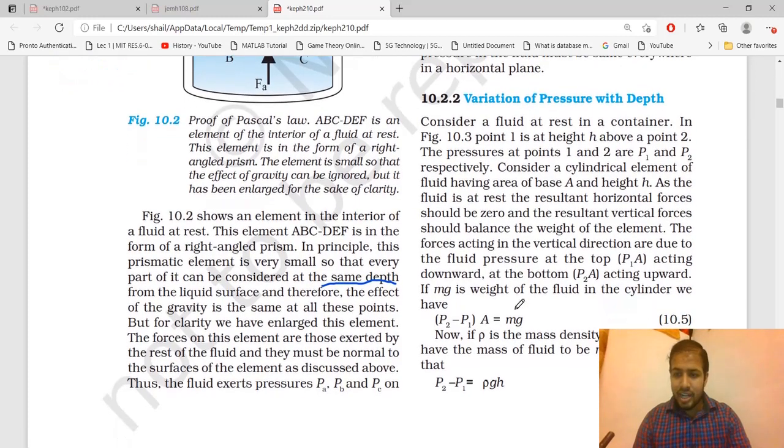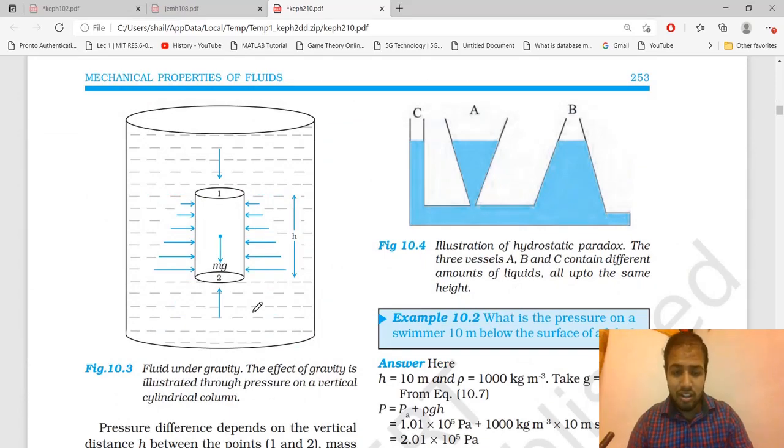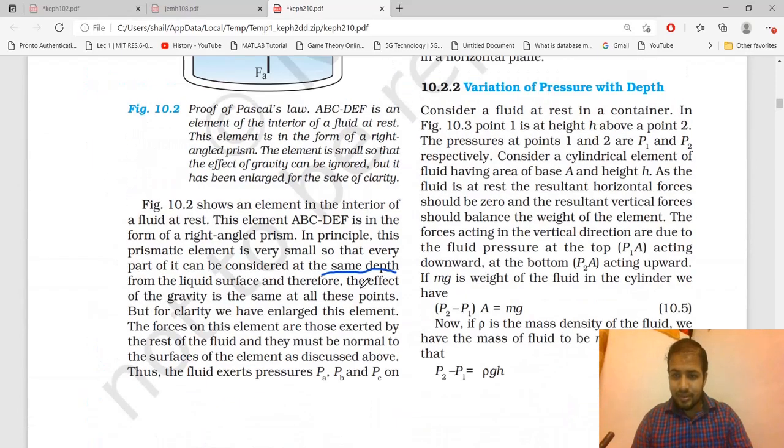Point 1 is at height h above point 2. The pressures at points 1 and 2 are P1 and P2. This is the diagram. Consider a cylindrical element of fluid having base area A and height h. As the fluid is at rest, the resultant horizontal forces should be 0, and the resultant vertical forces should balance the weight of the element.